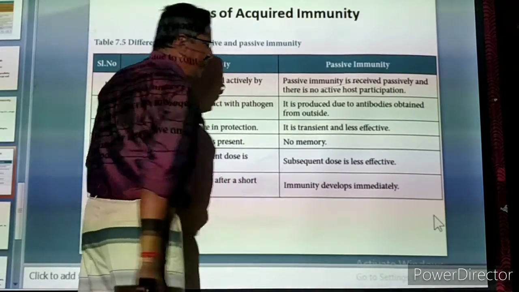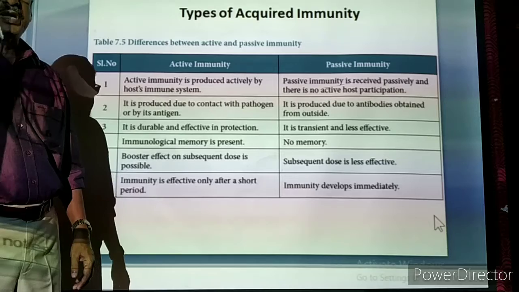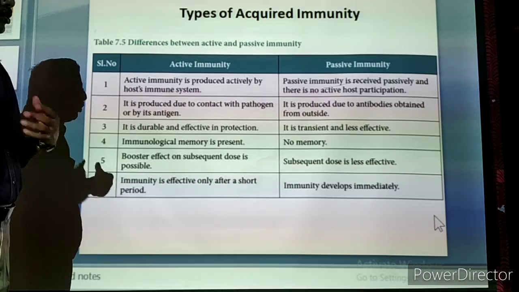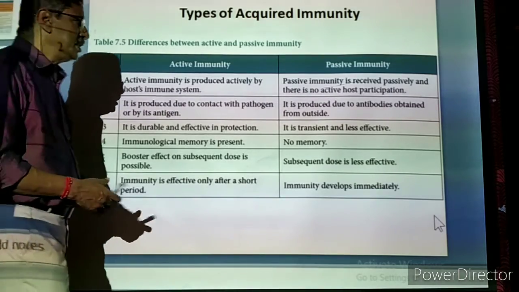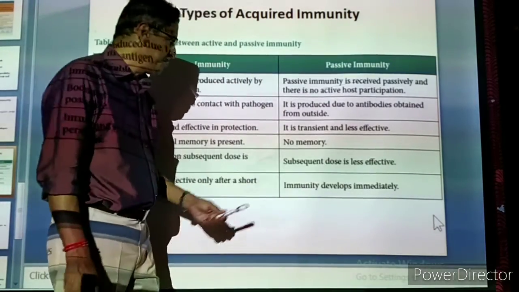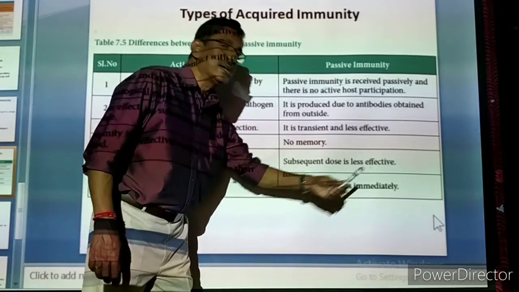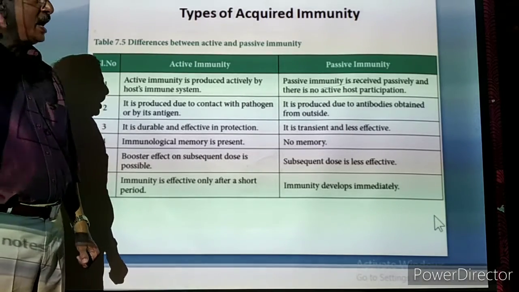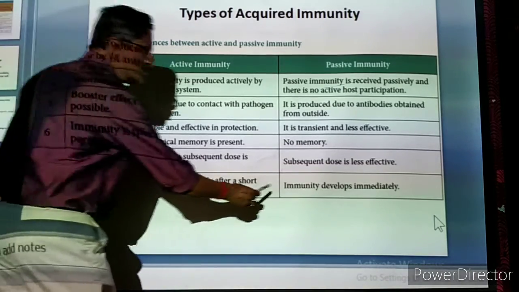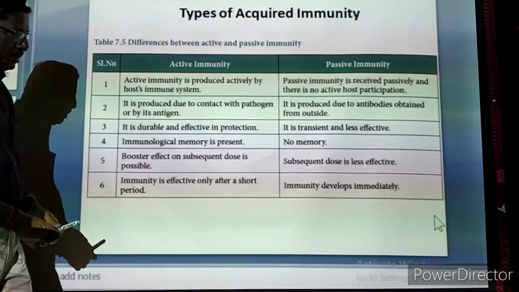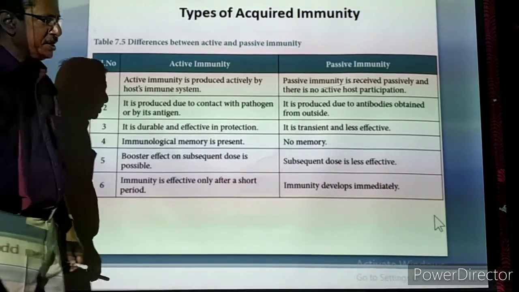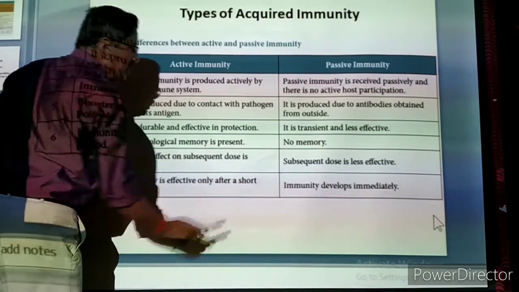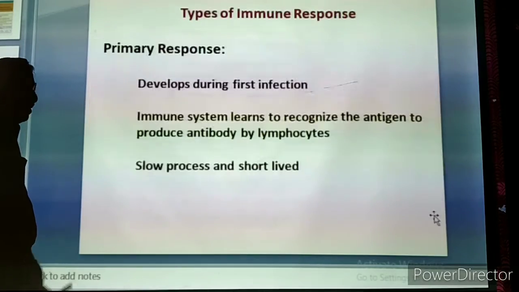Subsequent dose is less effective. For example, the same type of disease coming again and again. We are getting medicine from the doctor and consuming it again and again. So what will happen? The medicine is not going to act. That is, the subsequent dose is less effective. The immunity develops immediately, because once the medicine is taken, it is aggressively acting on the microorganism. But this immunity is not permanent. It is temporary, only for 1 day or 2 days or 3 days. Short period of time. That is passive immunity.